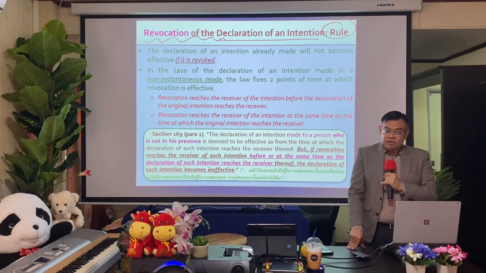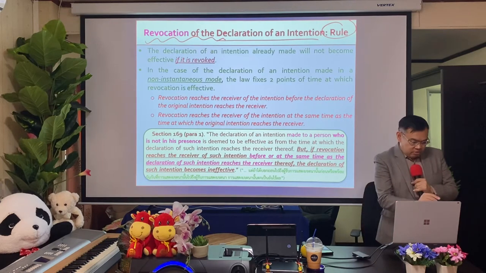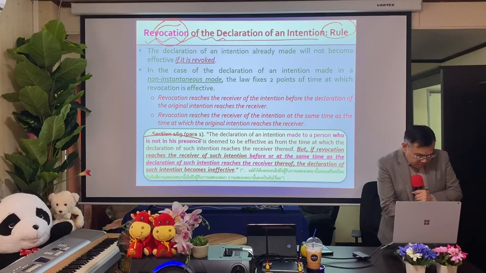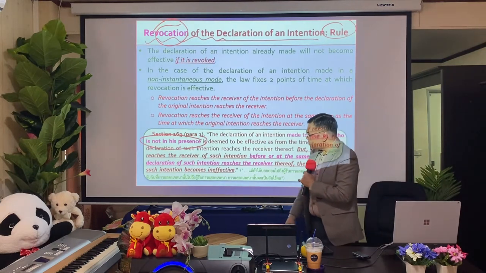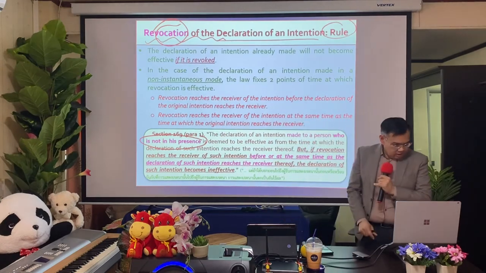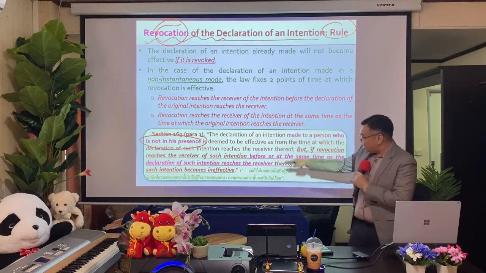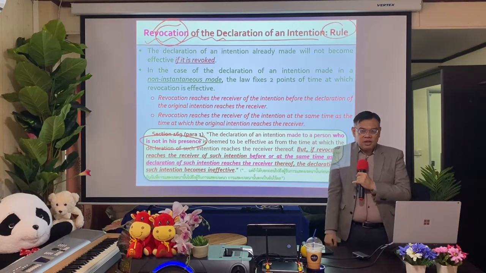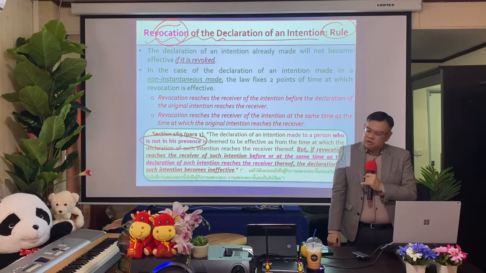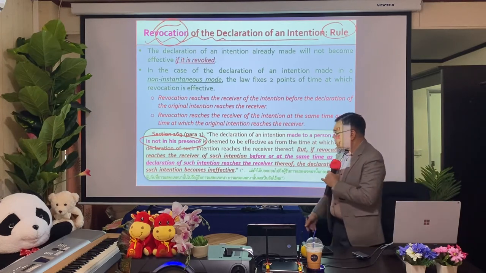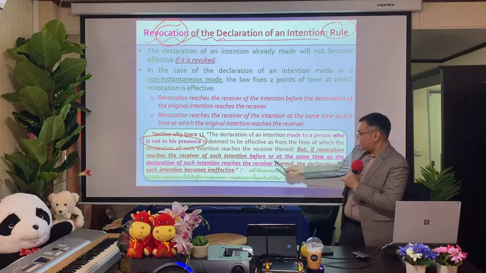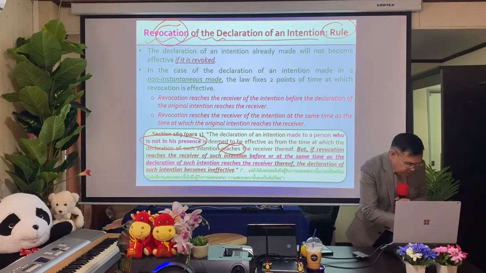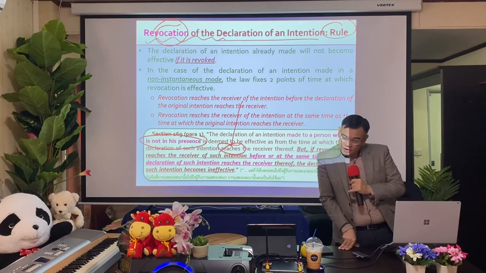If you look at the rule contained in the Civil and Commercial Code with respect to revocation of the declaration of an intention, it speaks of the case where the two parties are not in each other's presence. We have the rule in section 169, which we have to look at. Remember, the first part of 169 sets the rule that a declaration of intention made to a non-present party becomes effective when it reaches the other party, in other words, when it is received by the other party. The word reach here means being received. Remember, we have dealt with this one.